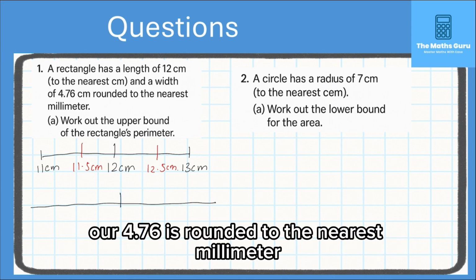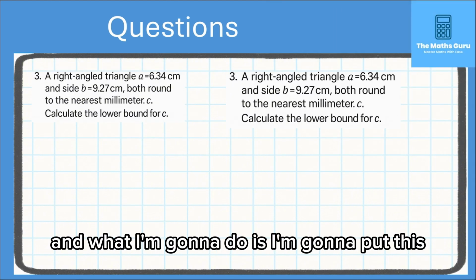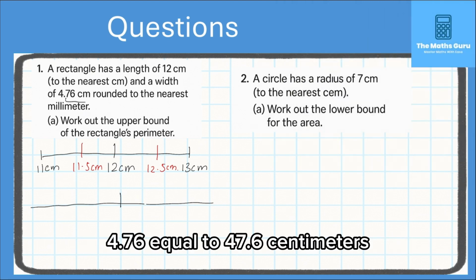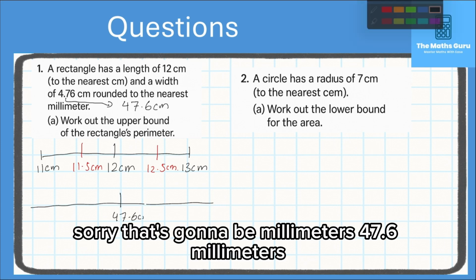Now looking at the width, we are told that 4.76 is rounded to the nearest millimeter. And what I'm going to do is put this 4.76 equal to 47.6 centimeters. Sorry, that's going to be millimeters. 47.6 millimeters.